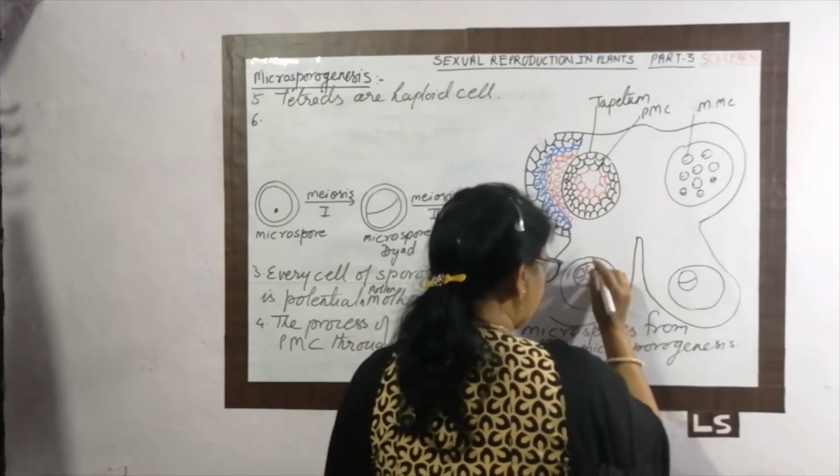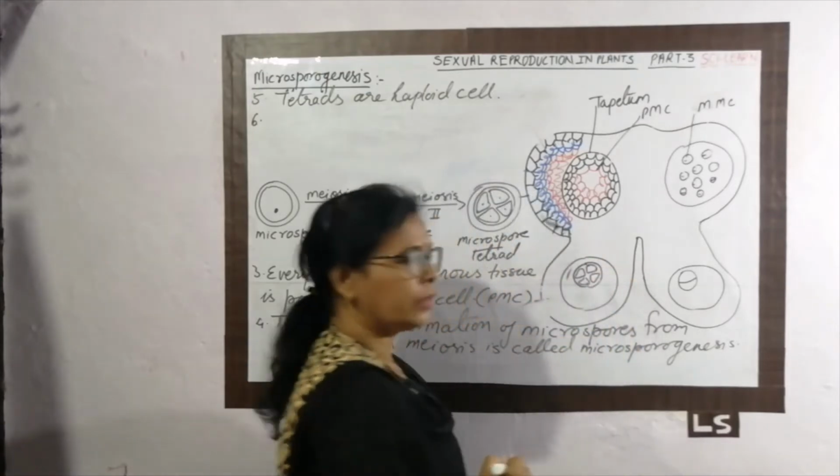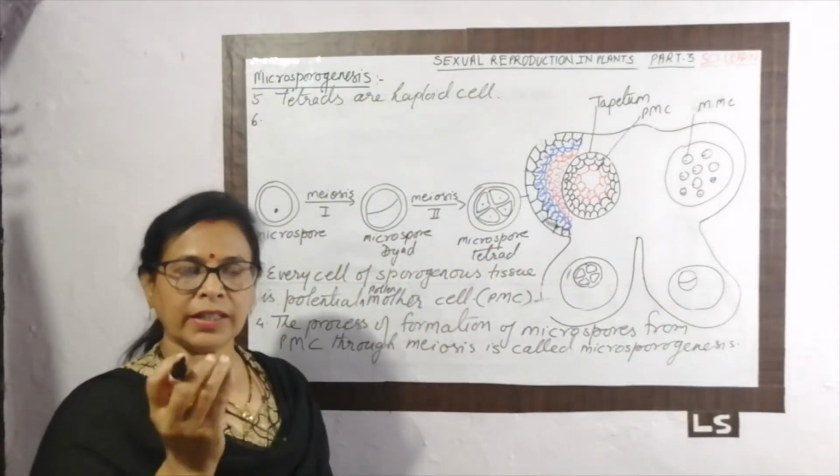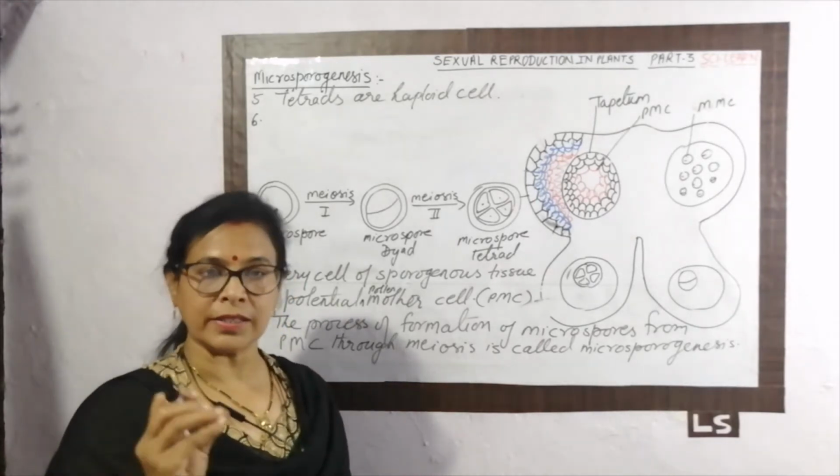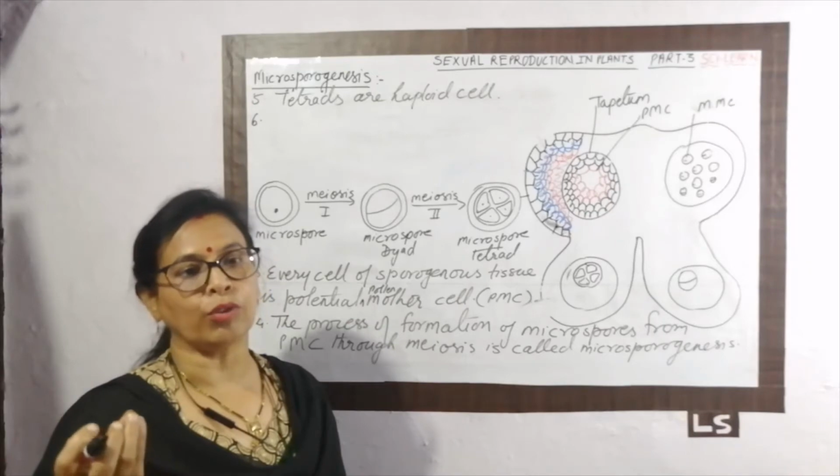When this tetrad matures, what happens? Each tetrad separates to form the pollen.